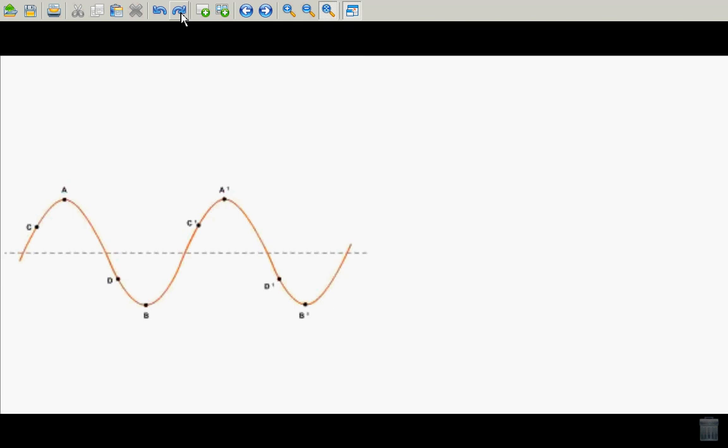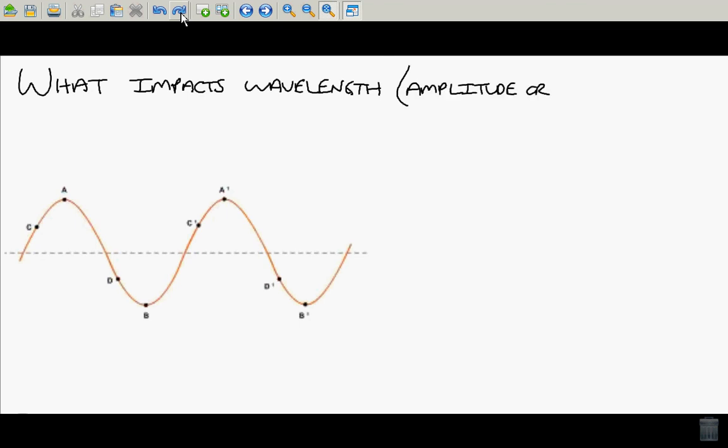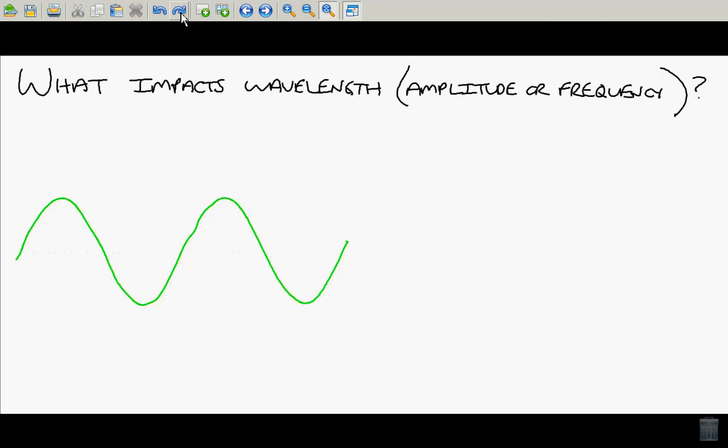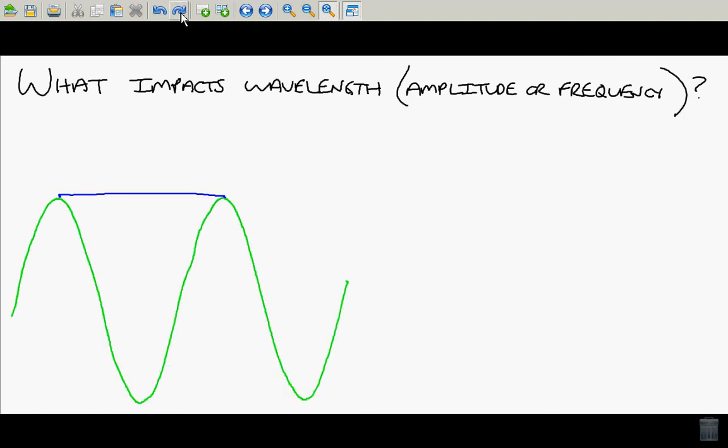Okay, so let's have a little discussion then about what affects wavelength. And we've talked about two things somewhat in depth so far, which is amplitude and frequency. So what impacts wavelength? Is it amplitude that affects a wave and its length, or is it frequency? And the best way to take a look at this is I'm going to draw a wave over the one that's already been created, and I'm going to get rid of the one behind it. And what we'll do is draw a line between the top of one crest to the top of the other, and that will be a representation of our wavelength.